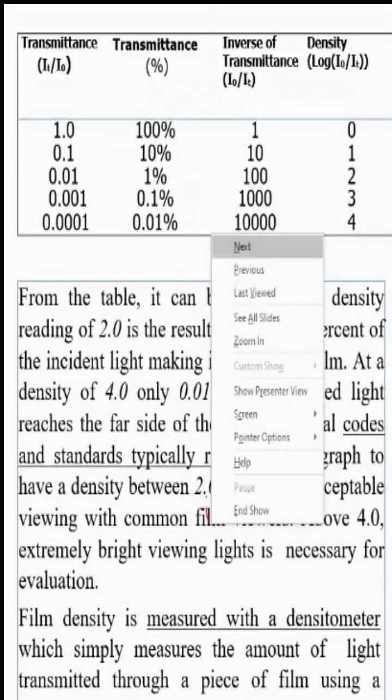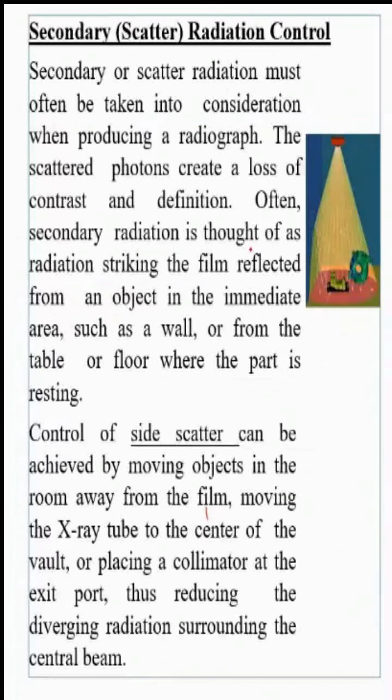Between 2 and 4. Yes. Density should be between 2 and 4. Now, one more concept is that there is always scattering. What is scattering? It is the uncontrolled reflection. It is called scattering: uncontrolled reflection.